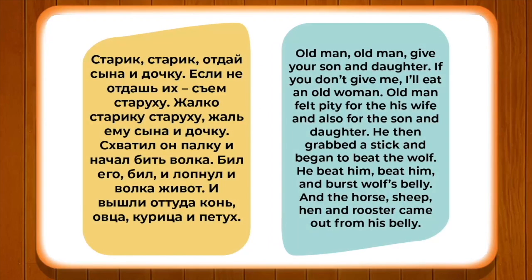"Old man, give me your son and daughter. If you don't give me, I will eat your wife." The old man felt pity for his wife and also for the son and daughter. He then grabbed the stick and began to beat the wolf. He beat him and burst the wolf's belly. And from the belly comes out the horse, sheep, hen, and finally the rooster.